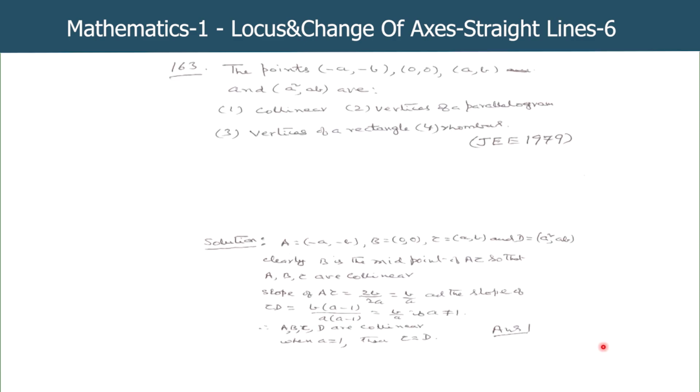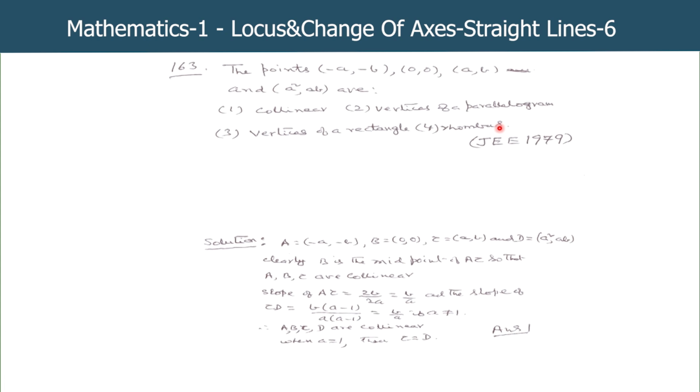163. The points minus A, minus B, 0, 0, A, B and A square, AB are: 1, collinear; 2, vertices of a parallelogram; 3, vertices of a rectangle; 4, vertices of a rhombus. This is JEE 1979.